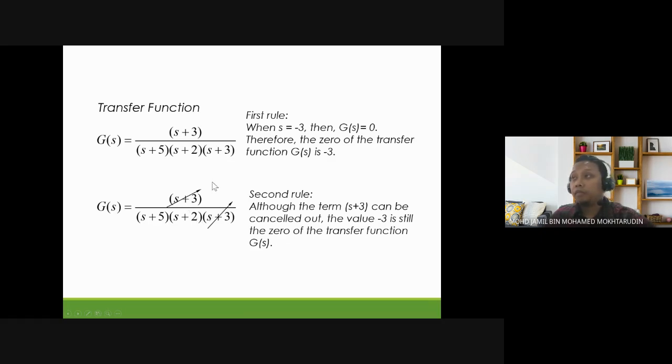Please remember, zeros are the values of s when the numerator equals 0. Poles, just now, are the values of s when the denominator equals 0. Please remember these two concepts because we are going to use them until the end of this course.